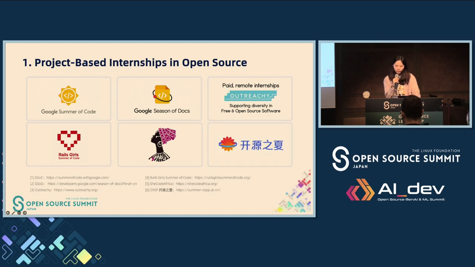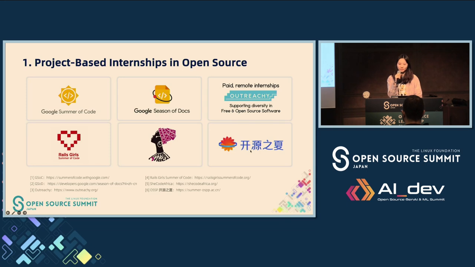Students usually work on a 3-month project under the guidance of mentors from participating open source organizations. GSOC has been running since 2005, and is one of the most prestigious and well-known open source internship programs. This form is borrowed by some communities to do their project-based internships, such as those mentioned on this slide: Outreachy, Rails Girls Summer of Code, She Code Africa, and the last one, which is a program in Asia.